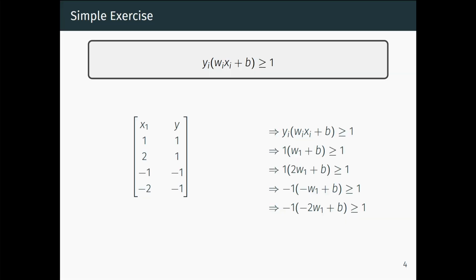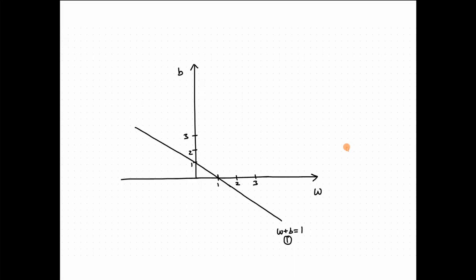Okay, the first inequality is that w plus b greater than or equal to 1, right? So the first thing I'm going to do is to just draw w plus b equal to 1. So w is now the x-axis and b is drawn on the y-axis, and w plus b equal to 1 is going to pass through the points (0, 1) and (1, 0). Now which side of this line is the inequality true?